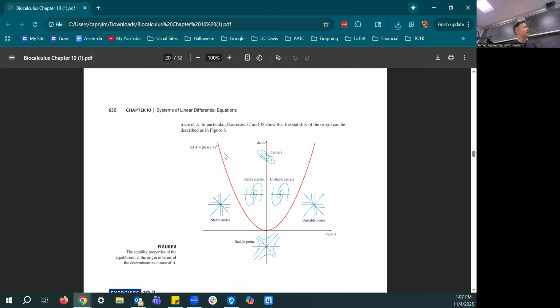And then this determinant equal to 1/4 the trace squared, which is the thing we wrote over there. If your determinant's bigger than 1/4 the trace squared, making your discriminant negative, you live in the land of spirals. If your determinant is less than 1/4 the trace squared, you live under the parabola, but the determinant is still positive. You live in the land of nodes.